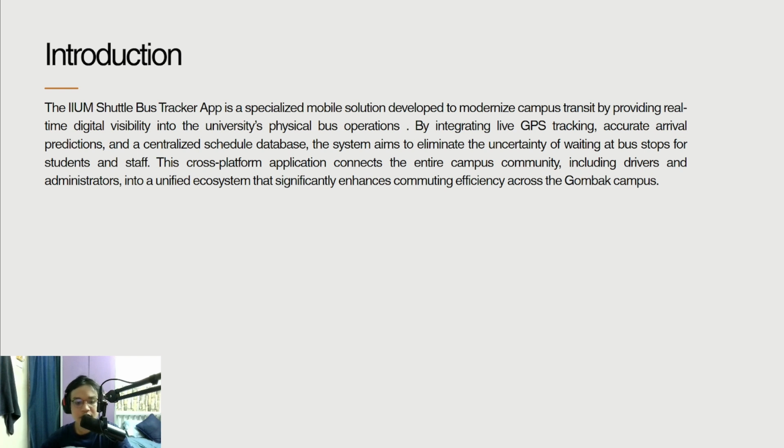The IIUM Shuttle Bus Tracker app is a mobile-based system designed to enhance campus transportation efficiency and the overall commuting experience for the IIUM community. By integrating real-time GPS tracking and arrival prediction, the application provides digital visibility into bus movement to eliminate the uncertainty and fragmented information currently facing students and staff.